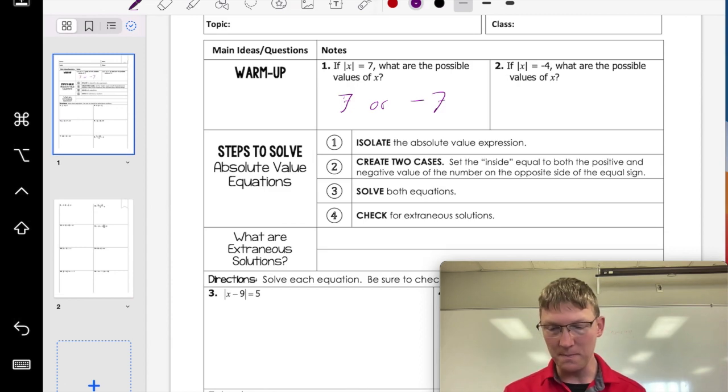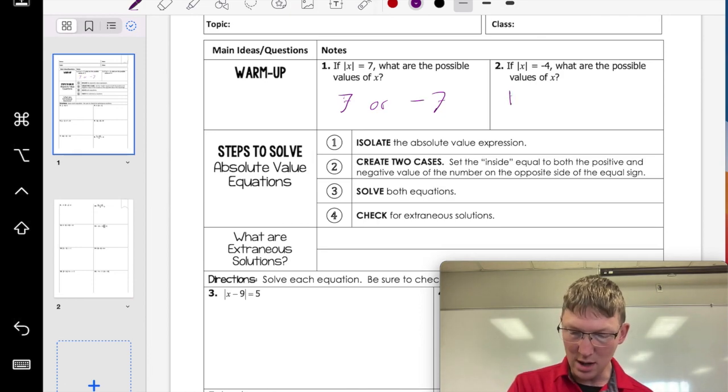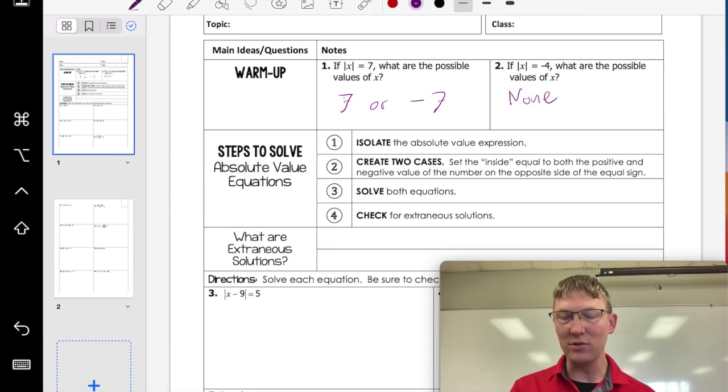On the flip side, if the absolute value of x equals negative 4, does that even work? The answer is no. What are the possible values? None. No values of x could get that negative 4 to come out of that absolute value. So that's what absolute value means.